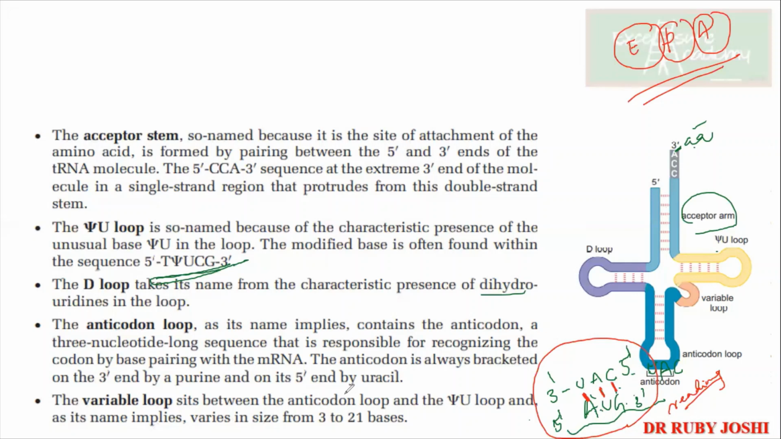So guys, it's still not confirmed why this variable loop is present. Some people have said that it helps in distinguishing between the tRNA synthetases. Okay, so it is helping the enzymes to bring the correct tRNA molecule so that it can get charged with the correct amino acids. So people have said that this is also one of the reasons.